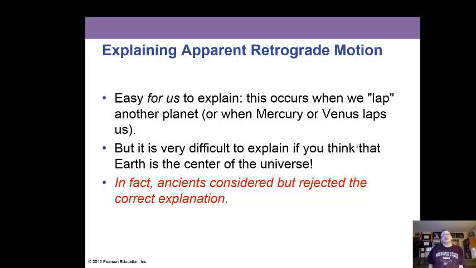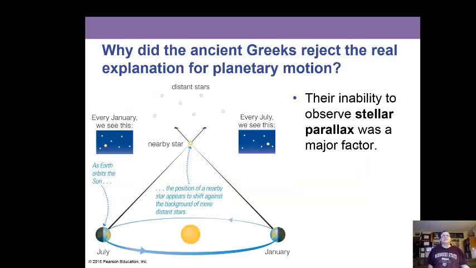Now, retrograde motion was easy for us to explain because this occurs when we lap another planet or when Mercury or Venus laps us. But it is very difficult to explain if you think that Earth is the center of the universe. In fact, ancients thousands of years ago considered this but rejected the correct explanation. They did think the Earth was the center of the universe. We later found out it was not.